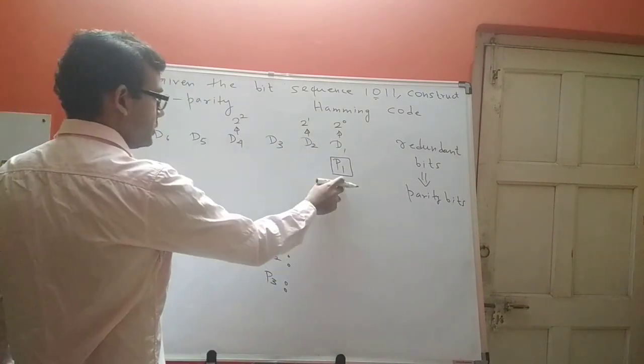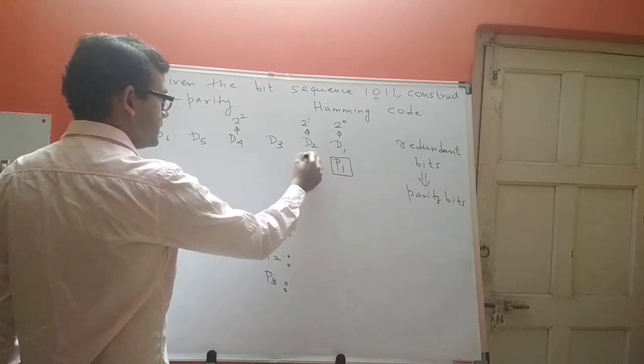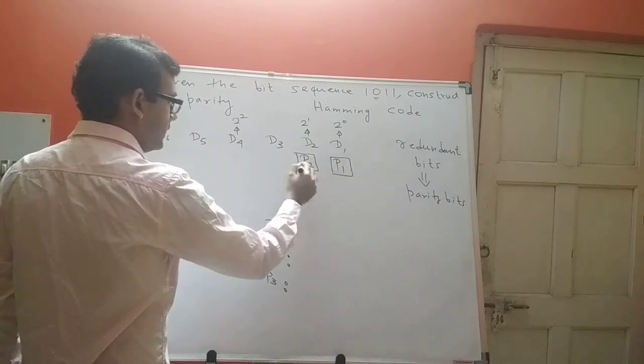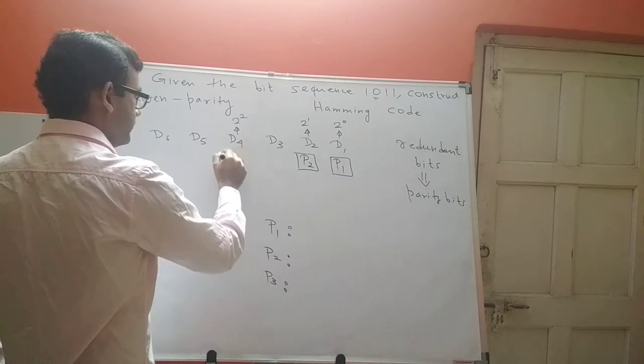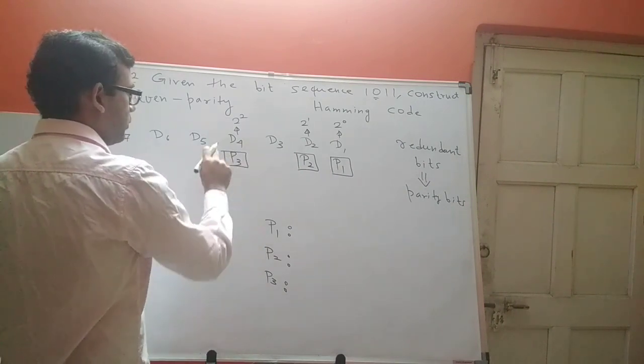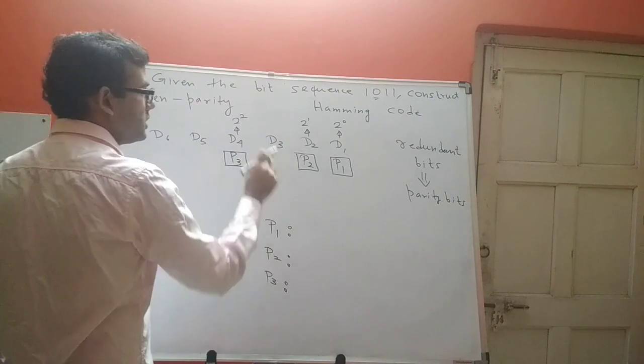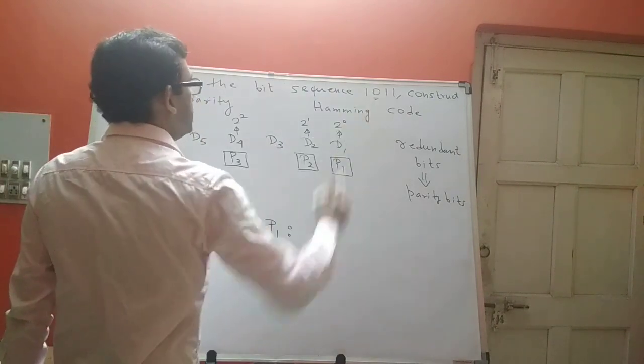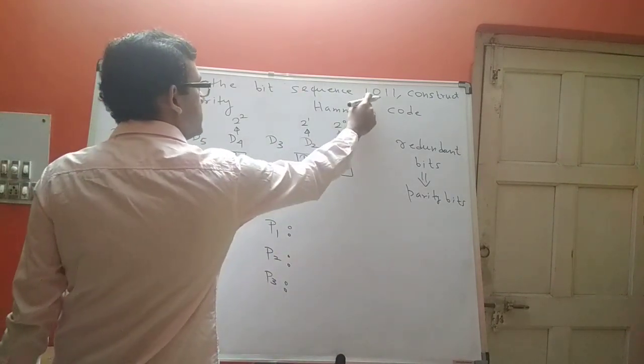So this is the position of the first parity bit, this is the position of the second parity bit, and this is the position of the third parity bit. And what about the remaining positions? The remaining positions are occupied by my original bit sequence. My original bit sequence is 1, 0, 1, 1.